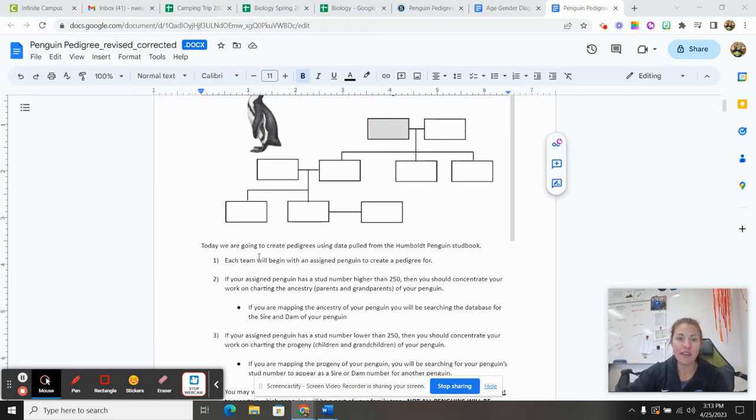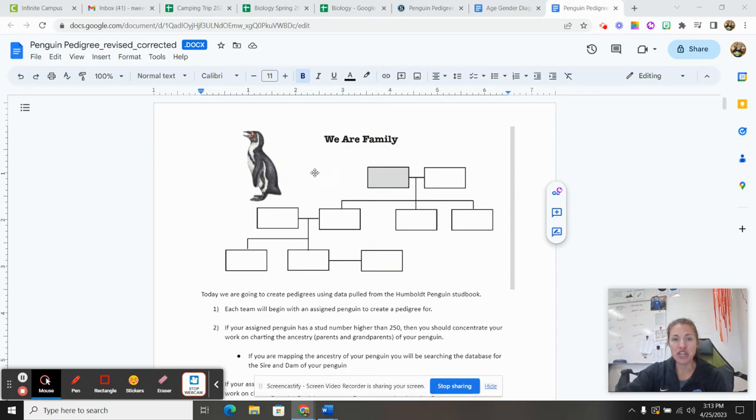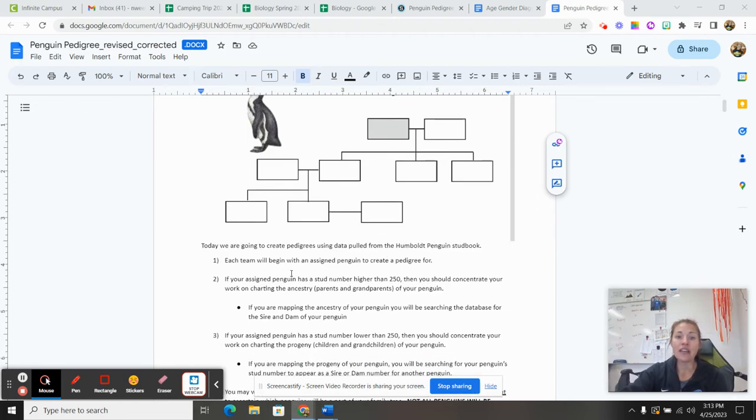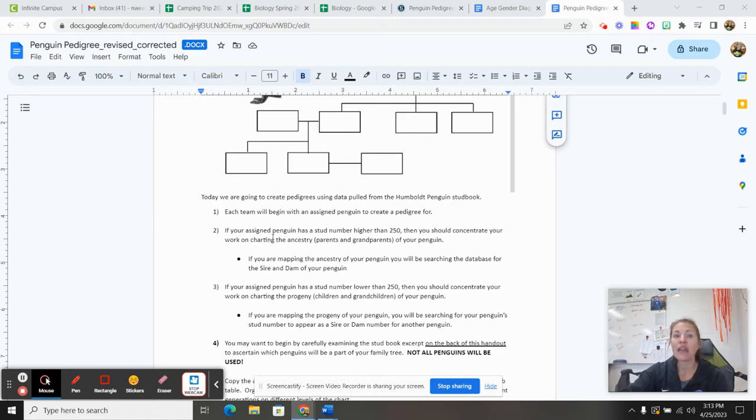So, at each of the lab tables in the back, you are going to get a sheet, and on one side, it looks like this and says, "We are family," and it has a picture of a pedigree up on top. And then you are going to get an assigned penguin to make a pedigree for. If your assigned penguin has a stud number, and I will show you what that is in a second, higher than 250, you should concentrate your work on charting the ancestry, so the parents and the grandparents. So you know that your penguin is a young penguin, and you need to look at the parents and the grandparents of that penguin. Okay?